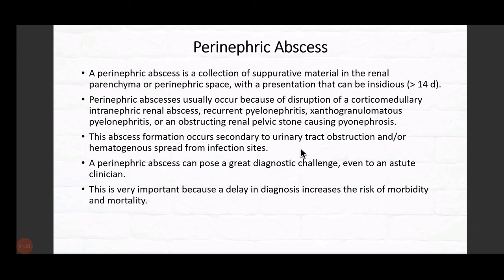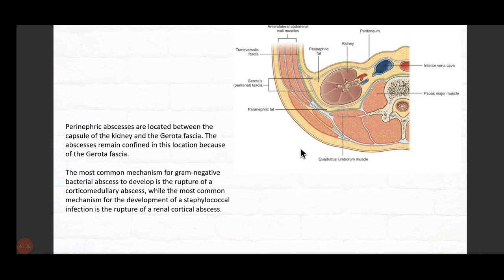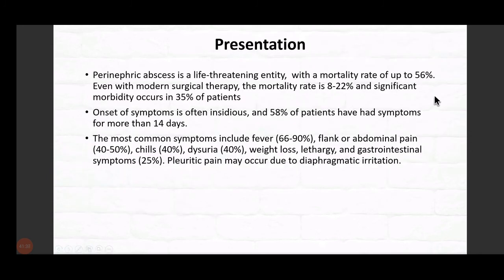So it ideally should be picked up early. So early treatment always has better results. How will it present? Again, it is a life-threatening or an organ-threatening infection. Mortality is up to 56%. If you see, I have listed that even with modern surgical therapy, the mortality rate is 8 to 20%. And 1/3 of the patients do have significant morbidity. It can be because of the disease or because of the intervention done for the disease.